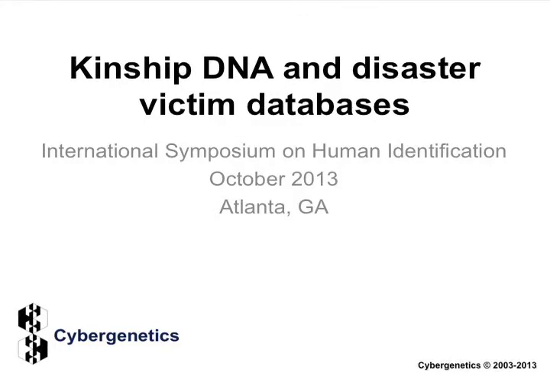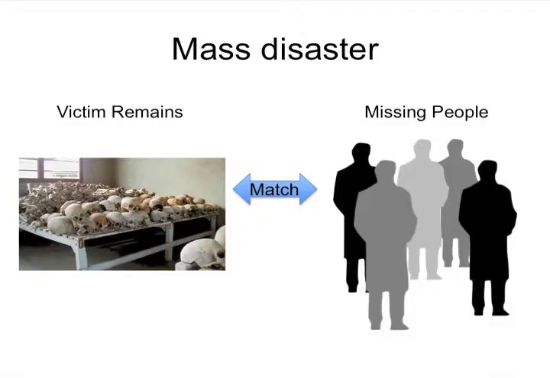Hello. Today we are going to discuss how a TrueAllele database can identify disaster victims using Kinship DNA. After a mass disaster occurs, there are typically many victims left behind, leaving victim remains. And after the disaster, a number of people are identified as missing.